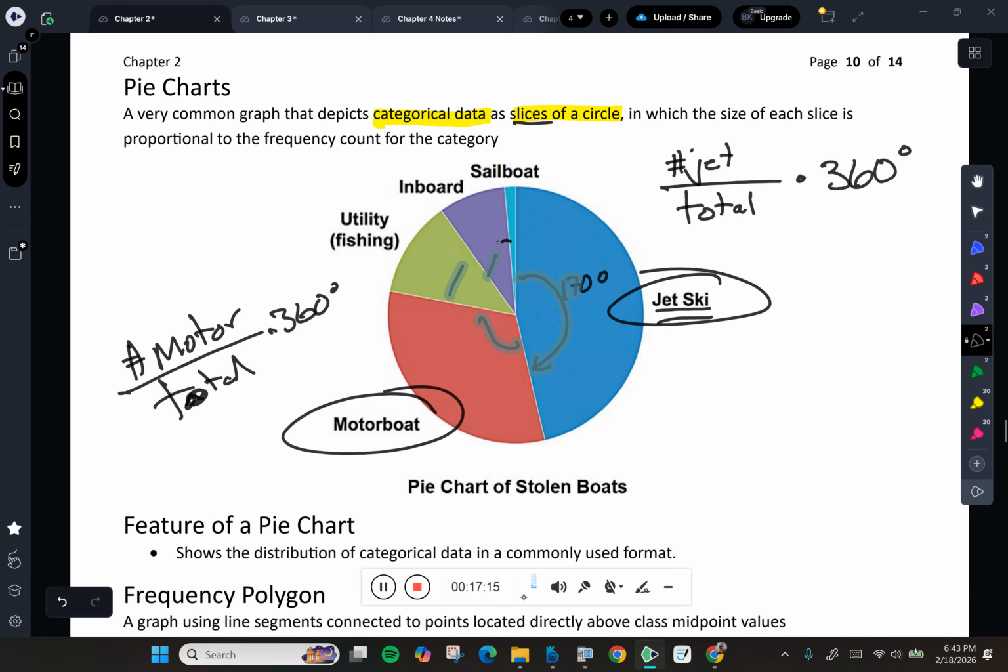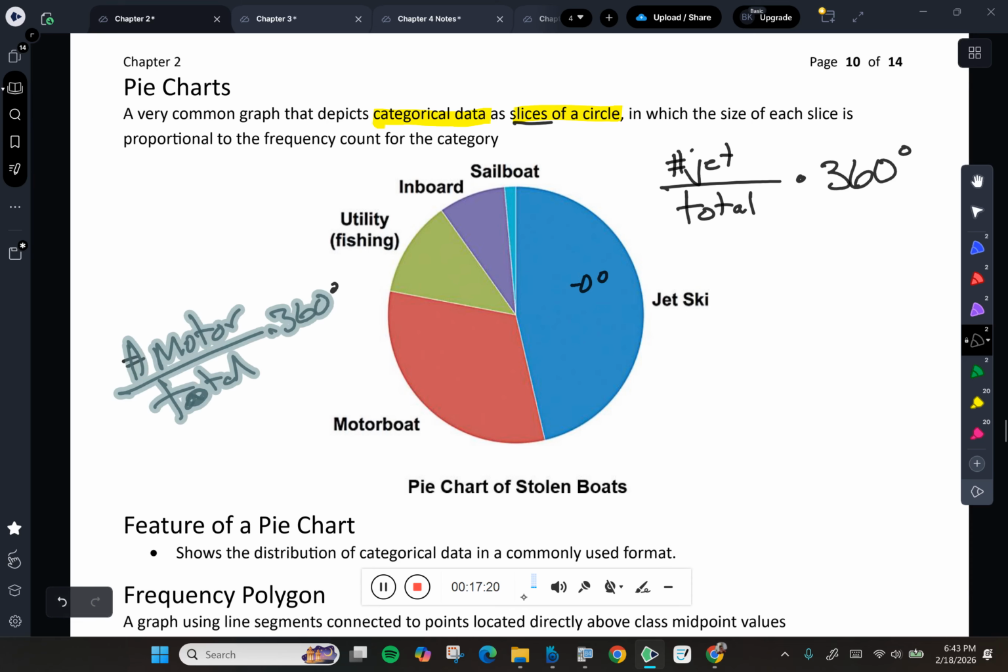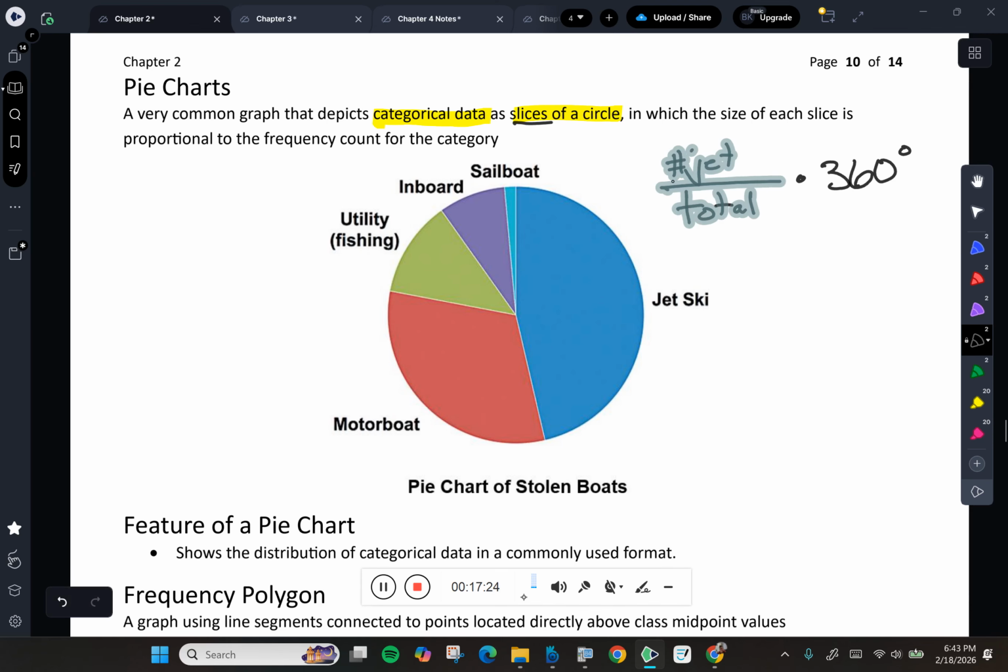Now, let's be honest though. No one is busting out a protractor and doing this. Every graph that we've looked at so far, no one is drawing these things by hand. We let somebody else do that. We find some sort of technology, whether it be Microsoft Excel or Google Sheets, a spreadsheet technology, or an online website that makes graphs for us. We would input our data, select the type of graph, and have it make a graph for us.